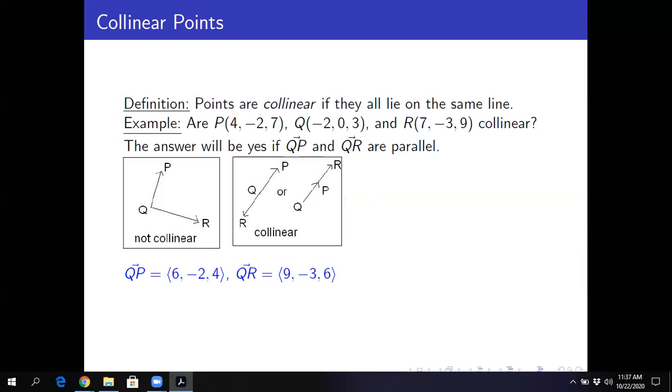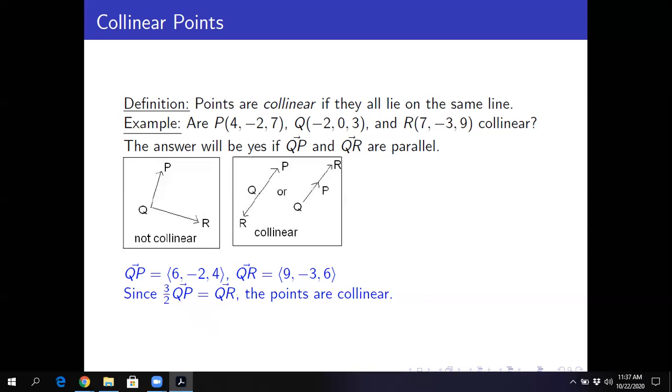Are those two vectors parallel? Is there something I can multiply QP by to get QR? 3/2. Does that work in every coordinate? Better if these are indeed parallel. Yeah, it does. 3/2 times each one of those coordinates gives me the other one.